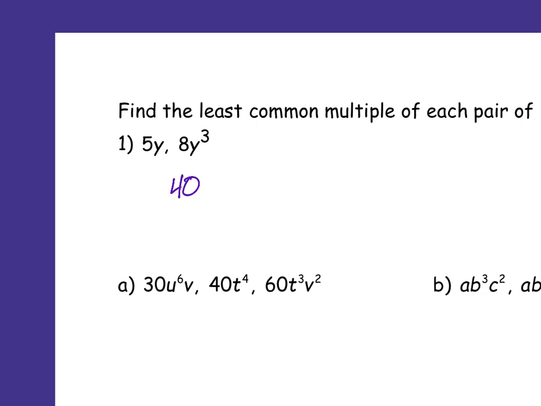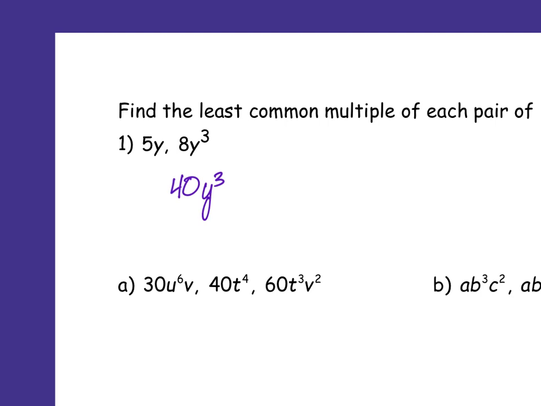Okay? That's the smallest number that they both go into. And then the smallest y that both y and y cubed go into is y cubed. So my common denominator, which is my least common multiple, that's what I'm looking for now, is 40y cubed. Are there any questions? No? Is that okay? Any questions at home?